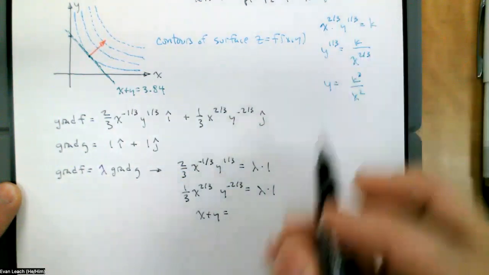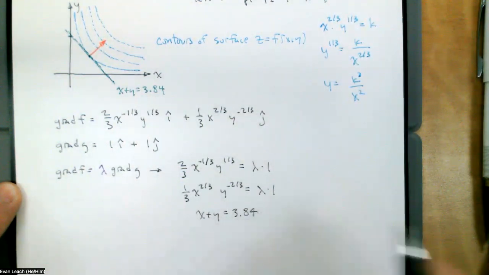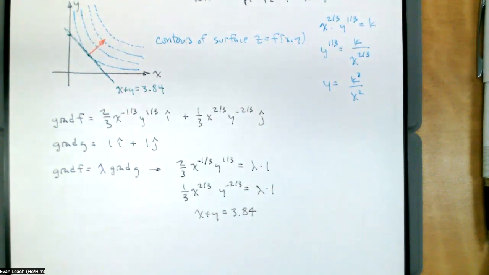Oh, x plus y equals 3.84. There's the system of equations and our Lagrange multipliers. So we can't use elimination. We can't set up a matrix. Cramer's rule, that's right. But we can use substitution. Substitution is the most general rule and the only one you really needed from your algebra class.